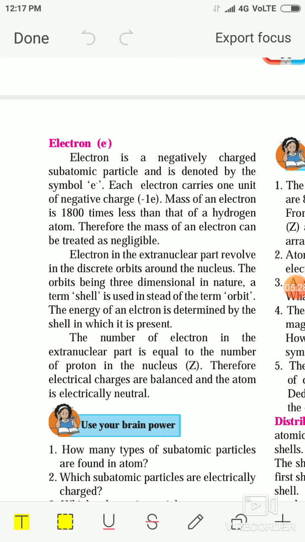In this way, the structure of the atom contains a nucleus. In that nucleus, two nucleons are there, proton and neutron. Protons are positively charged particles, neutrons are neutral. Outside the nucleus, electrons revolve around the nucleus, and electrons are negatively charged particles. In this way, due to positive and negative charge, the atom becomes electrically neutral.